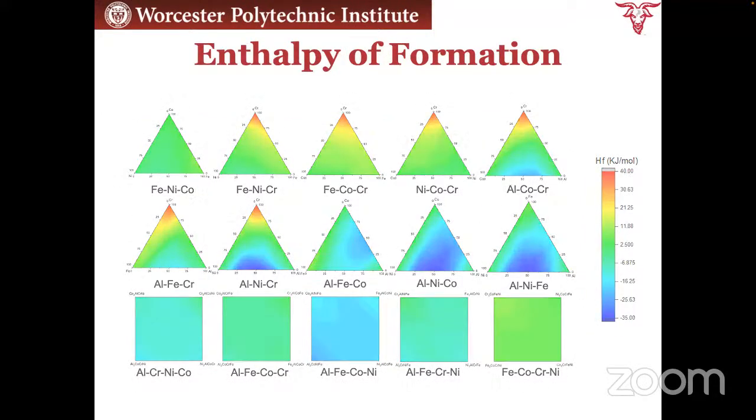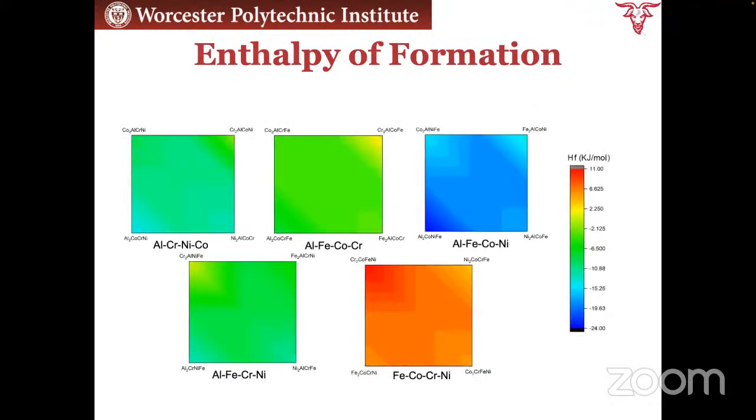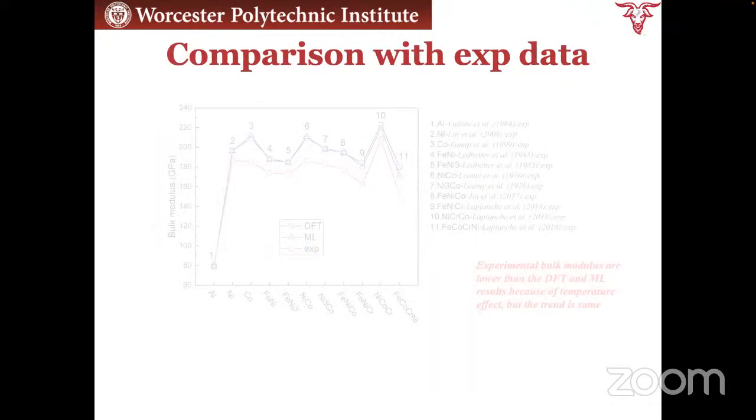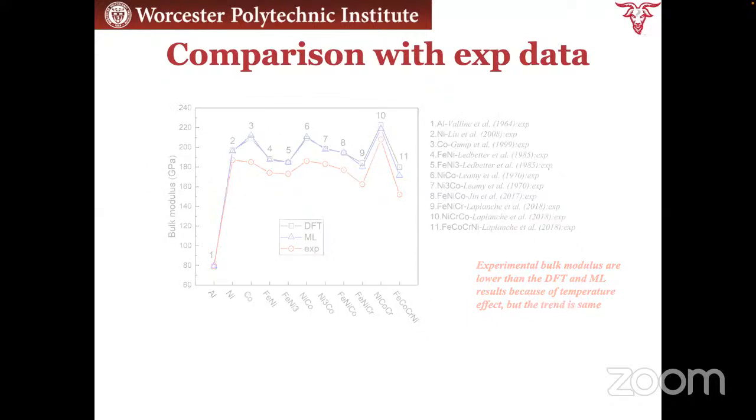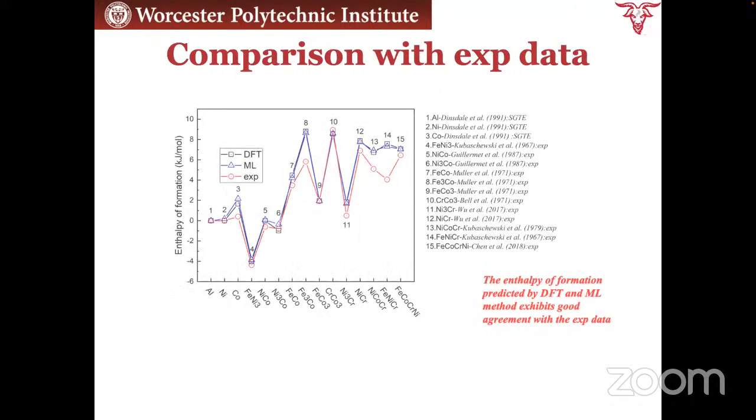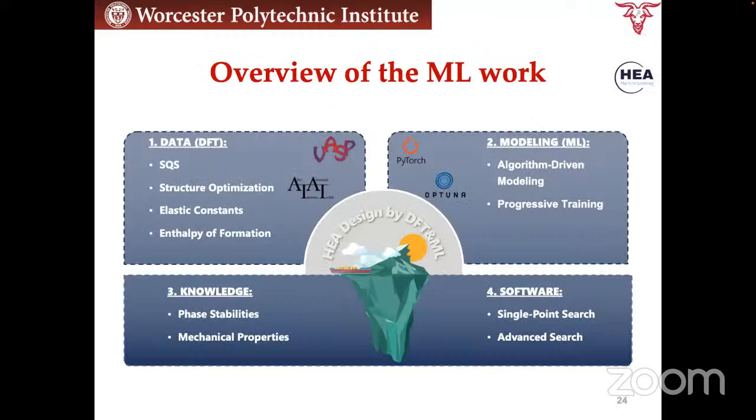We also compare with the experimental data. The red one is from experiments, and the black one is from our calculation. You can see we have a very good match with the experimental data. So those are our DFT calculation results.